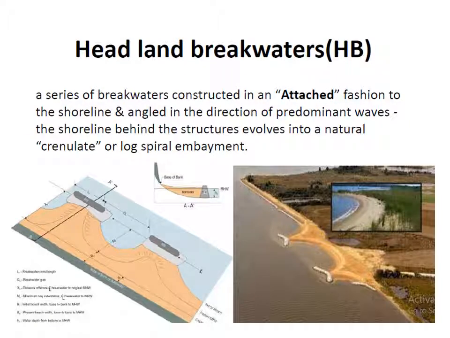Headland breakwaters. A series of breakwaters constructed in an attached fashion to the shoreline and angled in the direction of the predominant waves. The shoreline behind the structures evolves into a natural crenulate or log spiral embayment. You could see a series of breakwaters constructed in an attached fashion along the shoreline, which will prevent the coastal action of waves and tides coming from the sea.